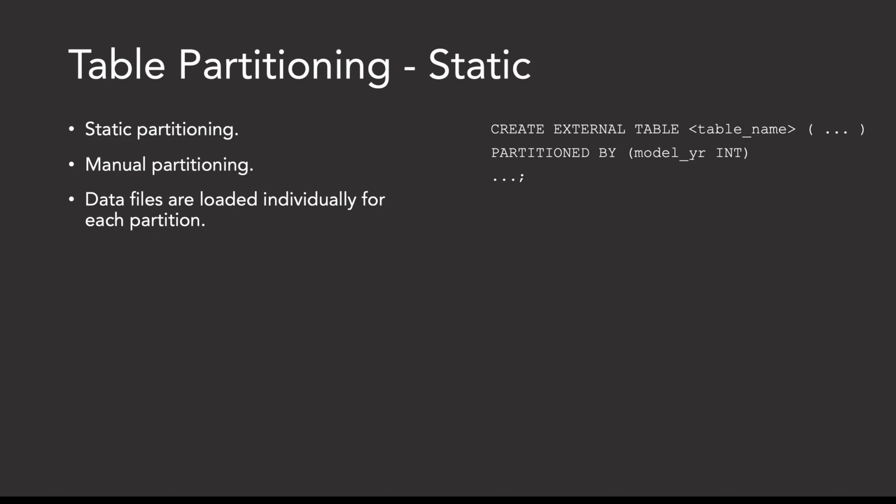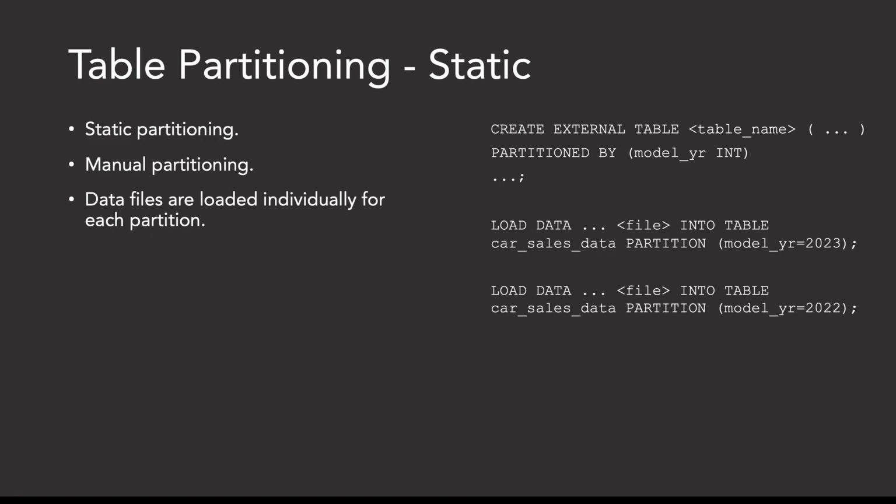You have to load the data files individually for each partition, meaning that if you have noticed our car sales data file, it has records of multiple vehicles with different model years. But if you create a static partition table, you'll have to separate those files, meaning that you cannot have a file with model year comprising of different values and load that file to a partition table. You cannot do that. You have to separate out those records with similar model year and have to use those files to add the partitions individually.